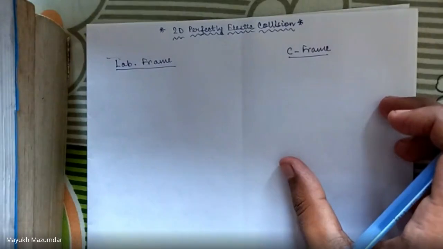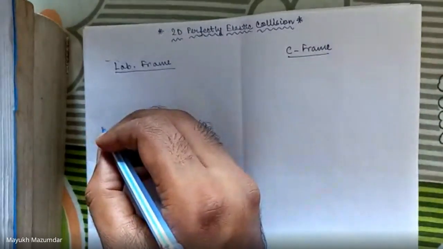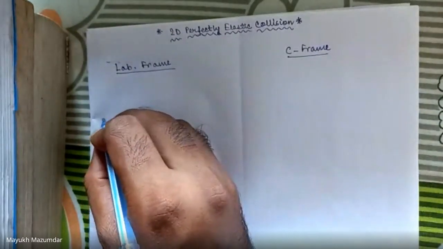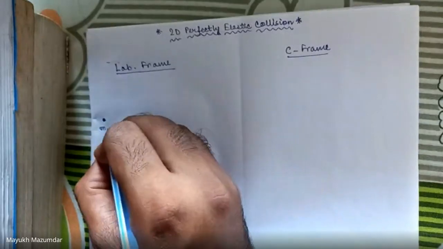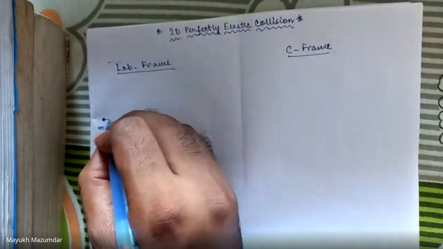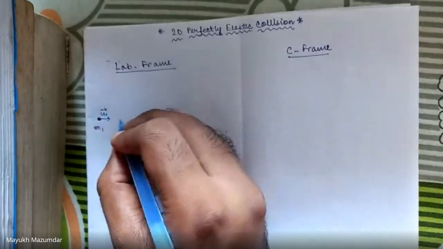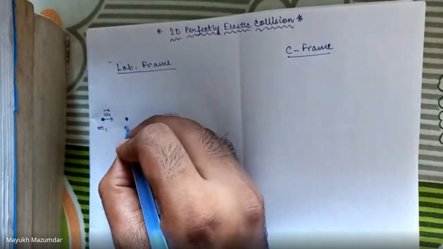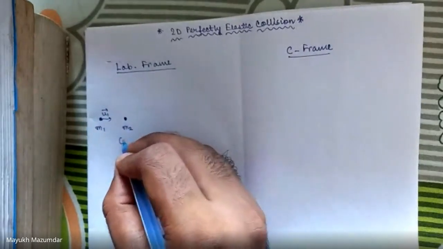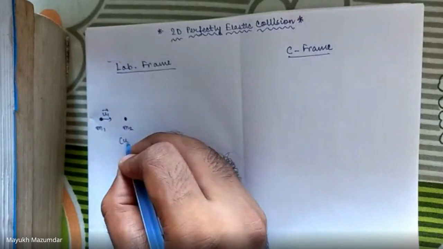Let's see. So anyways, we have two masses M1, M2. M1 is moving with a velocity, say U1, and M2 is initially at rest. This is the case before collision. What happens after collision?